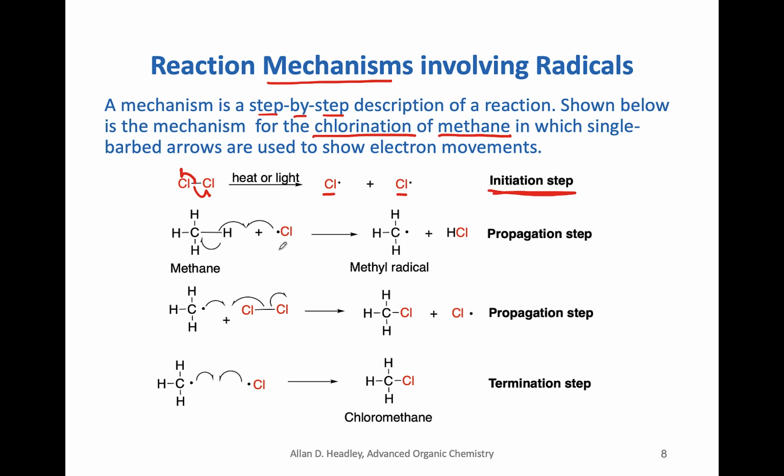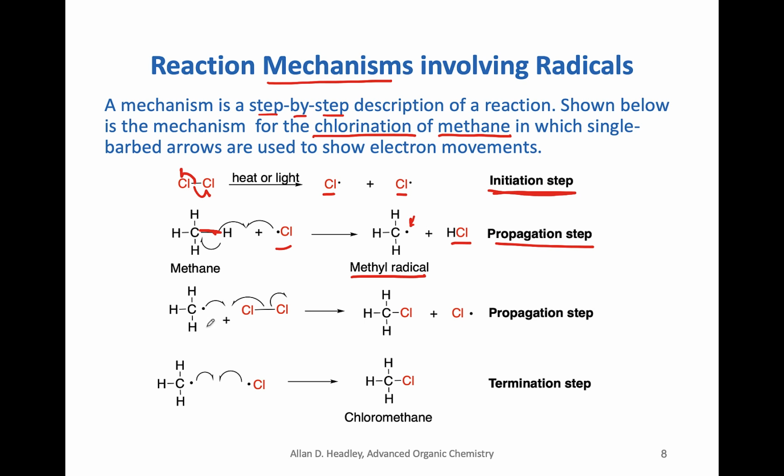Chlorine radical is very reactive. It sees two electrons here, it takes one of these electrons from this carbon-hydrogen single bond to form HCl, leaving behind a methyl radical. Notice that's a propagation step. Why? Because a radical generates another radical.